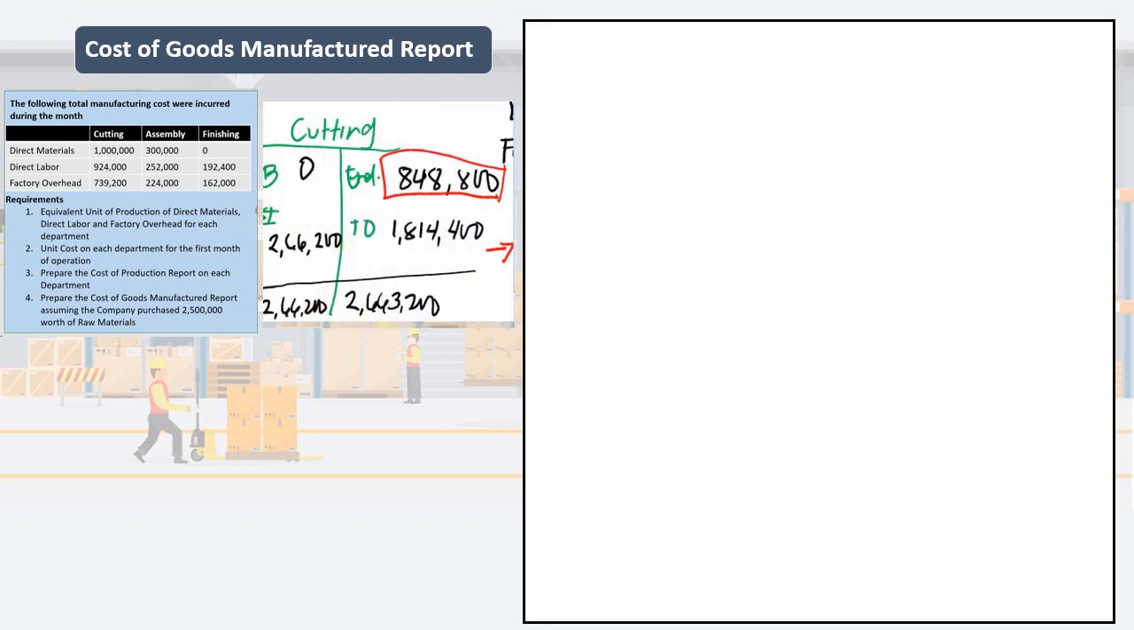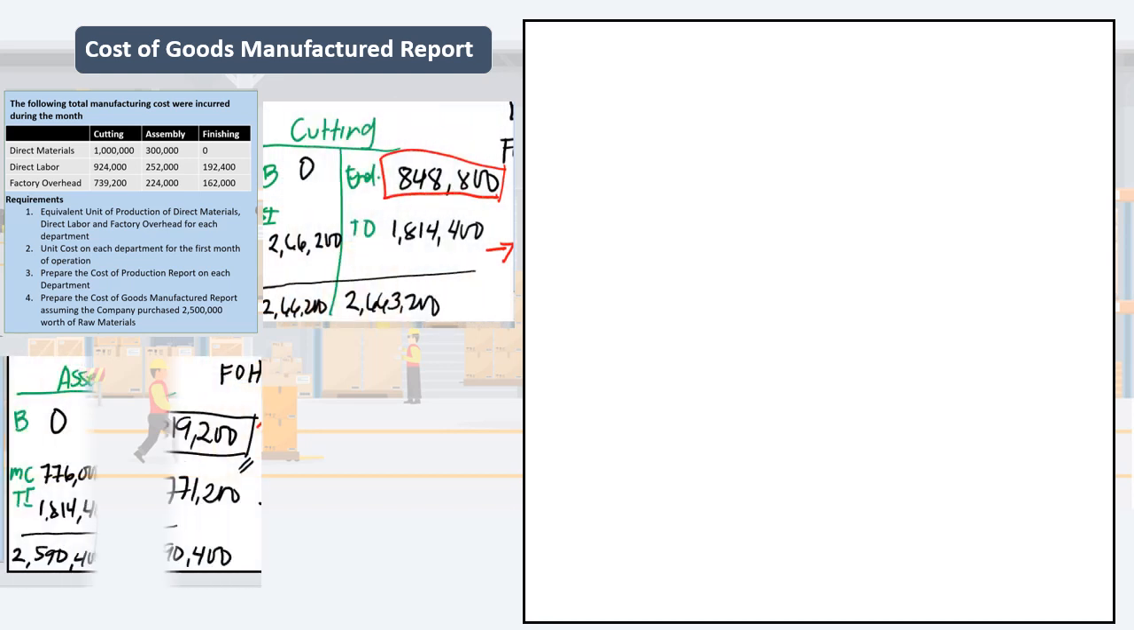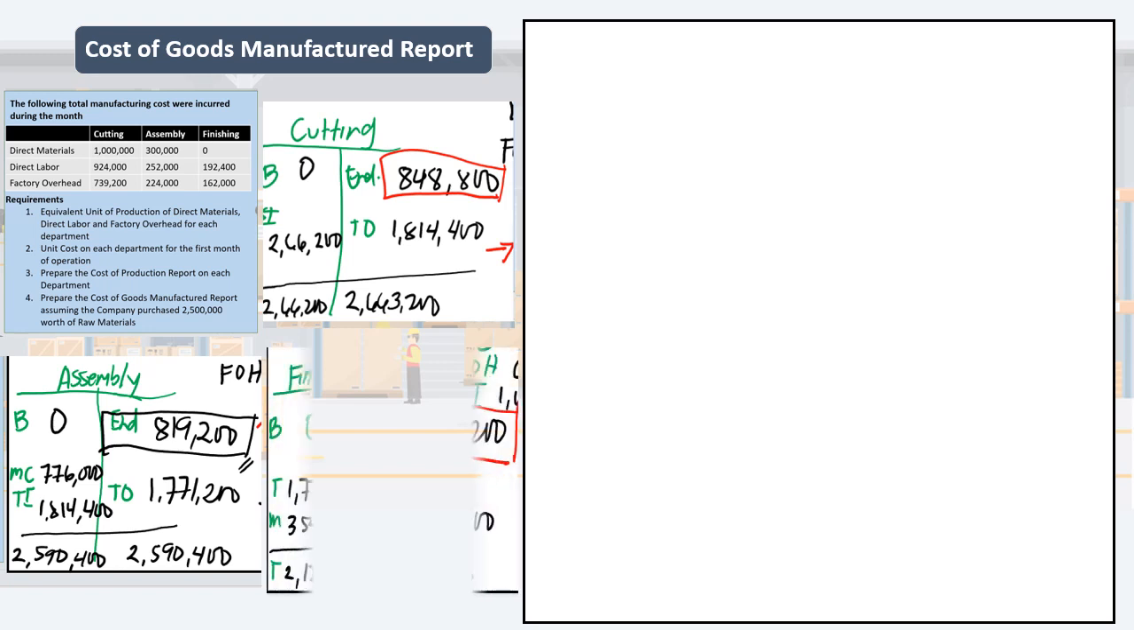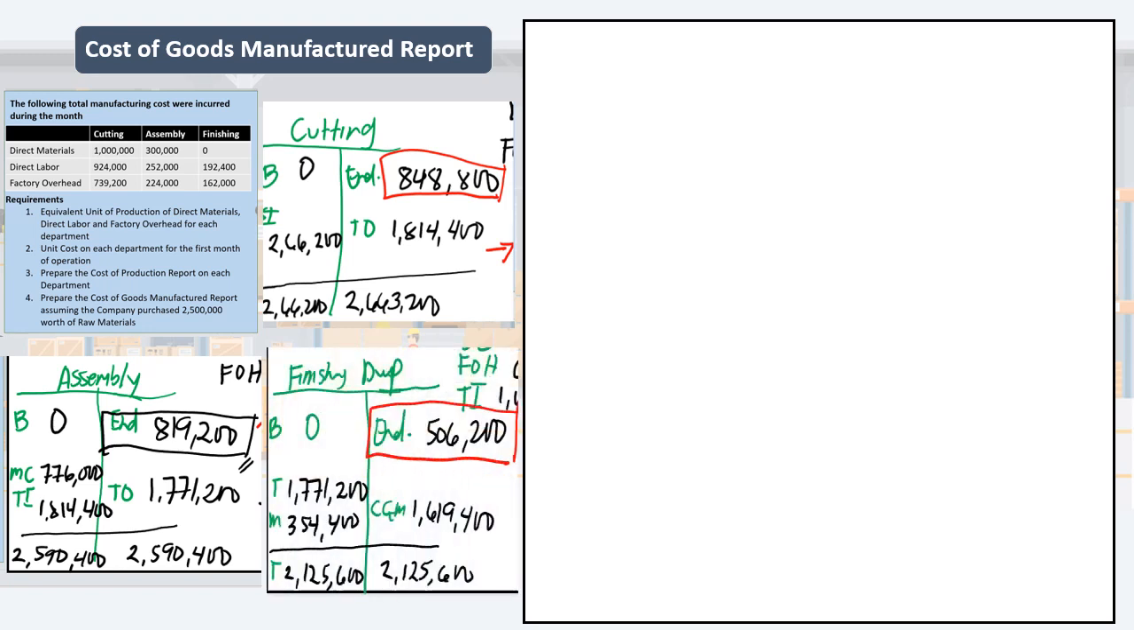If you notice, we prepared T-accounts in the previous slides to serve as our guide in preparing the cost of goods manufactured for the entire manufacturing firm. We have a T-account for the cutting department, which is the first department, then a T-account for the assembly department, and a T-account for the finishing department. Let's now proceed to prepare the cost of goods manufactured report using the information we gathered and computed earlier. This is easy now since the T-accounts are given and we have already checked that they are correct. So, we can start.